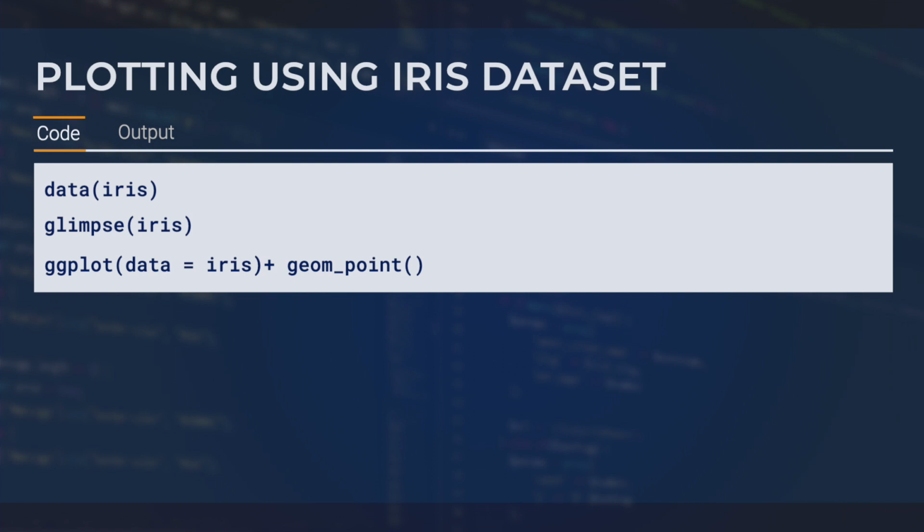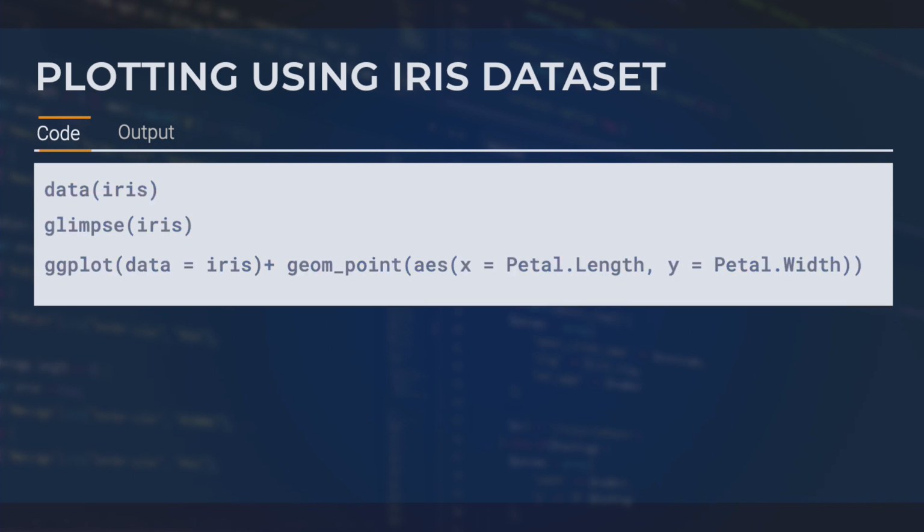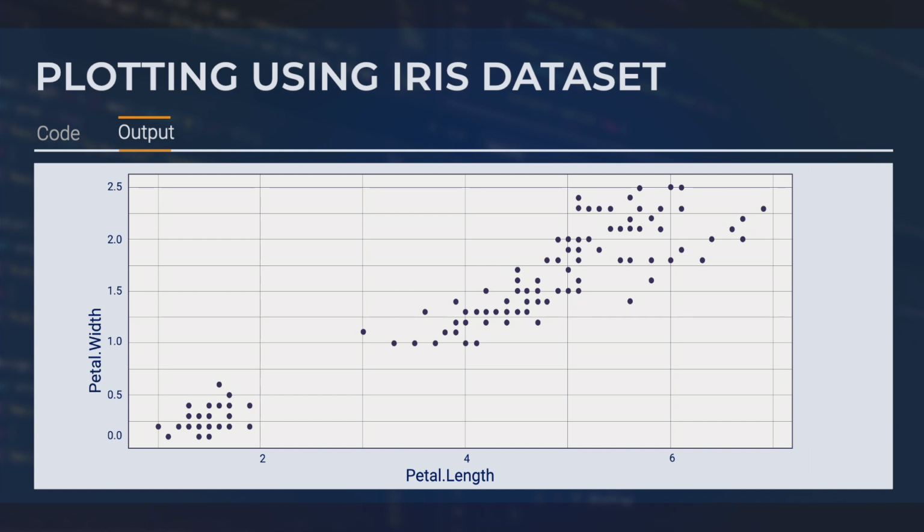Finally, we need to tell ggplot which variables from the dataset to plot. Since we wanted to determine if there's a relationship between the length and width of petals, those are the variables we will use. Let's set length as our x value and width as our y. Let's execute it. Congratulations! You've created a plot in ggplot.